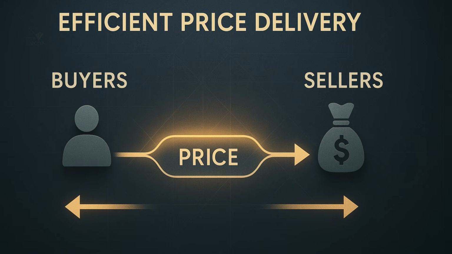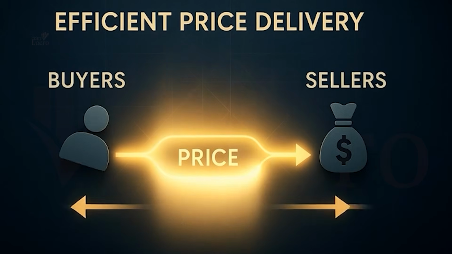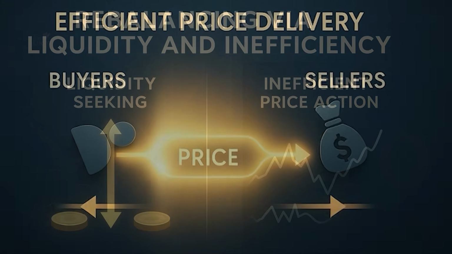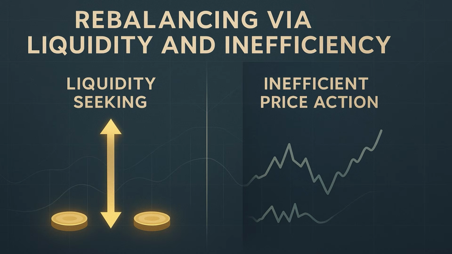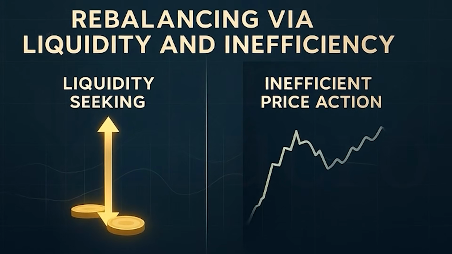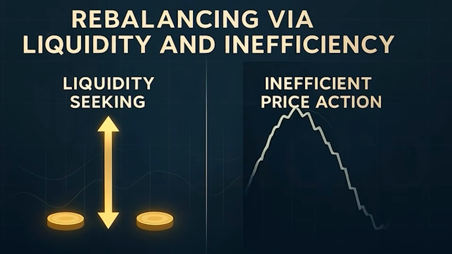IPDA delivers price efficiently to buyers and sellers in the marketplace, allowing price to move smoothly between buying and selling, while offering prices in both directions. This reflects a broader efficiency paradigm within the algorithm's logic, where the market constantly shifts between buy-side and sell-side to maintain balance. There are two primary ways IPDA achieves this: rebalancing inefficient price action and seeking liquidity. Now let us break down what each of these means in detail.